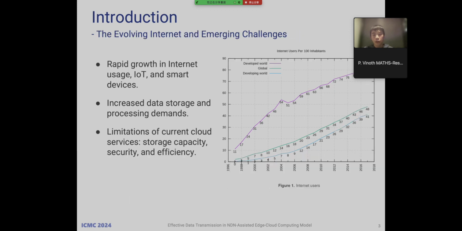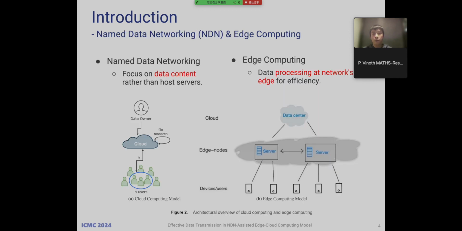So the internet's rapid growth, coupled with the exponential rise of IoT and smart devices and media streaming, has led to an unprecedented data demand. This surge has stretched the existing cloud services to their limits, revealing critical shortcomings in storage capacity, security, and overall efficiency. So our research is focusing on addressing these growing pains. And moving on to the core concept, named data networking.